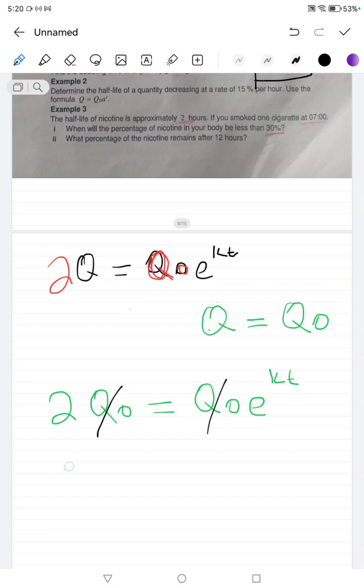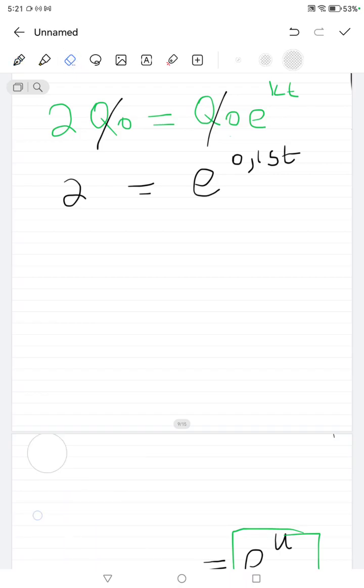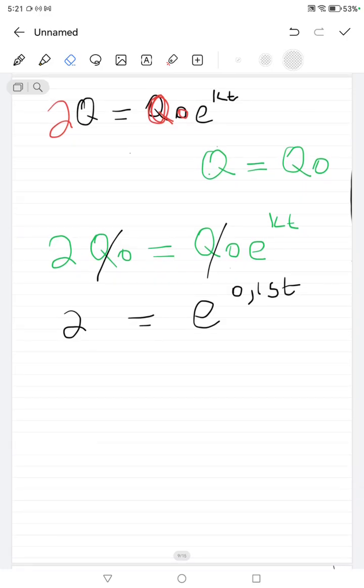So it means now we have 2 is equal to e. Then what do we have? We have that is 0.15t. You see, so now we have base of e. So it now means somewhere along the way we have to introduce that ln we were referring to, because like I said, once you see your e, you introduce your ln to get rid of that one.